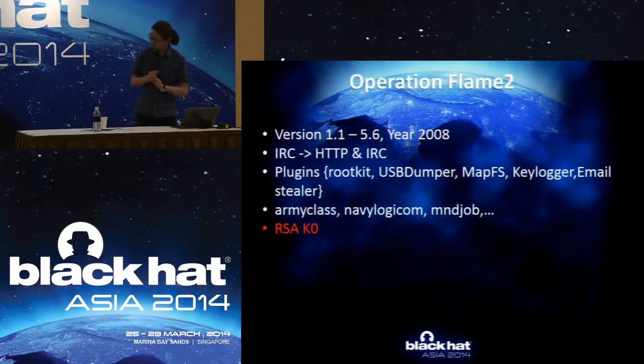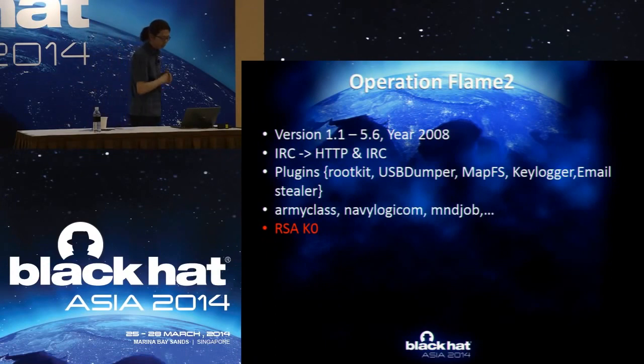And Operation Flame 2.0, versions from 1.1 to 5.6, during the year 2008. It actually started from a pure IRC channel. There's no HTTP protocol in it, pure IRC. And then late in development, they shifted from IRC to a combination of HTTP protocol and IRC channel. It also reflects that in the other operations, HTTP or IRC channel.